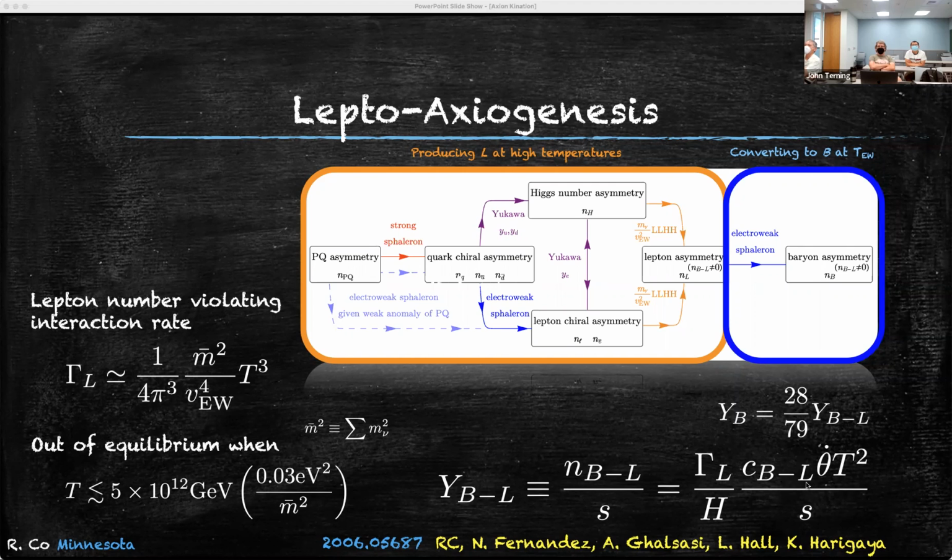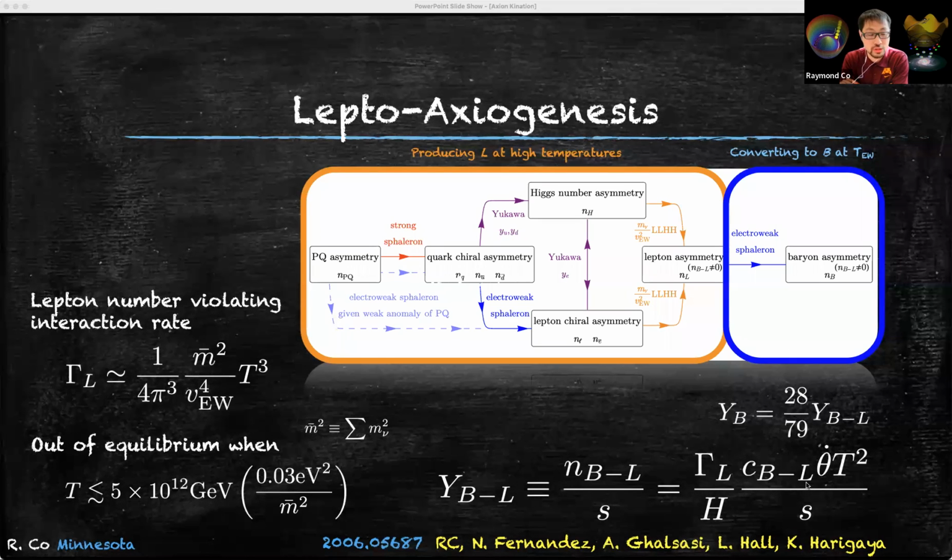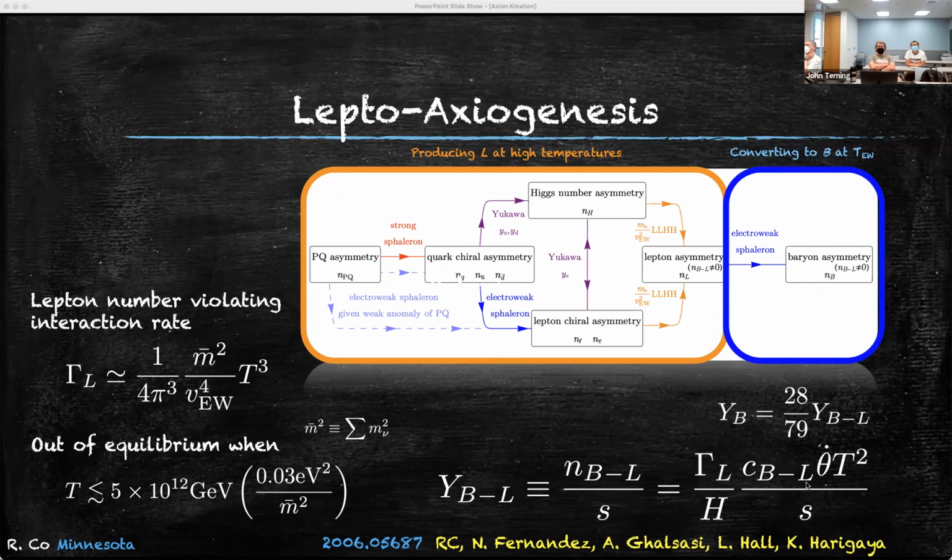Do you need kination domination in those scenarios? Good question. In both axiogenesis and leptoaxiogenesis, kination domination is not required, but it just happens that in some parameter space, some regions, this automatically happens. In some other regions, this just does not happen. At the end of the day, we found a viable parameter space with, for example, supersymmetry scale of order 10 TeV, and everything's consistent.